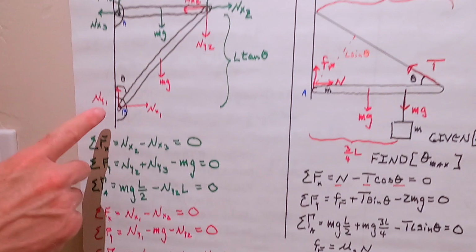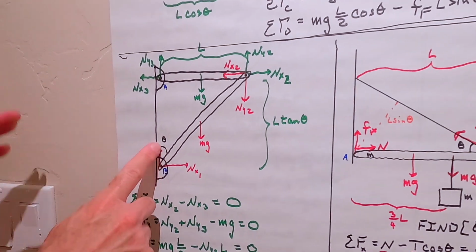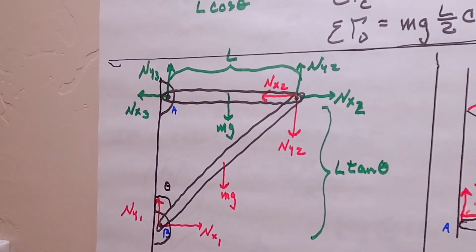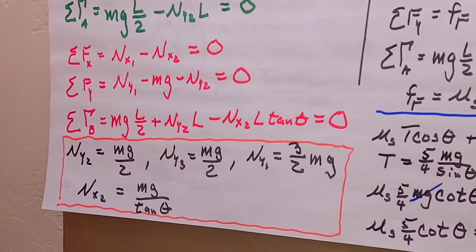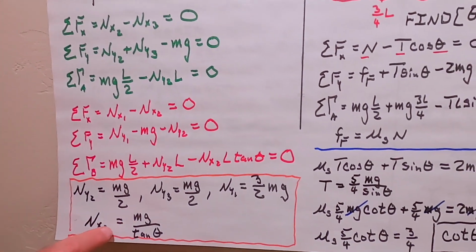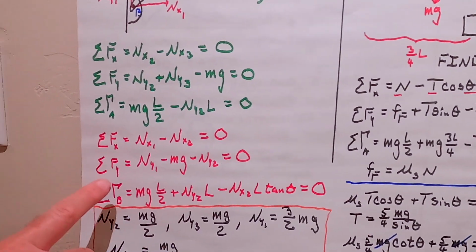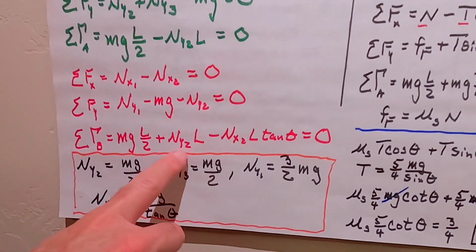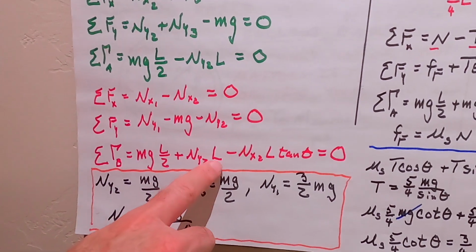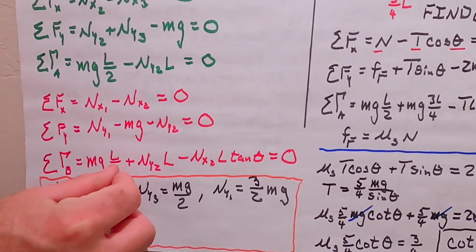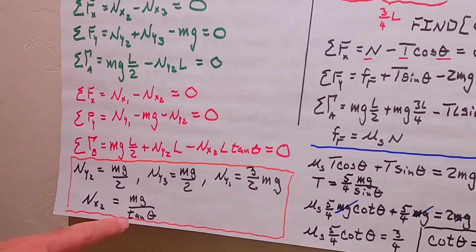So it looks like NY1, this one right here, is holding up most of the weight. Because this is 3 mg, the other two are only holding up half the weight. Okay, and then if I wanted to solve for NX right here, I could get NX2 from right here. Since we know NY2 was half the weight, and this is the other half of the weight, that just gives you mgL. The L's drop out, and you get this, NX2 right here.